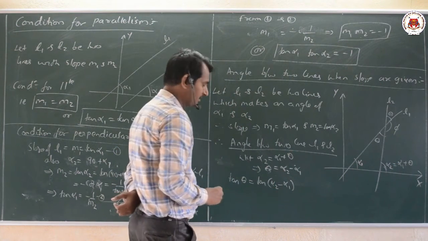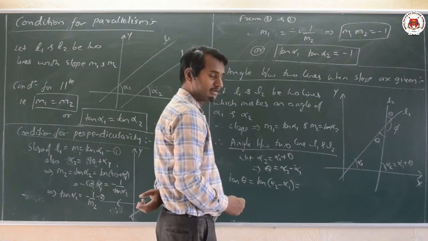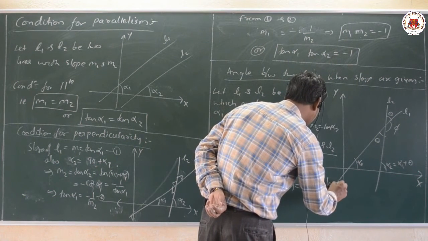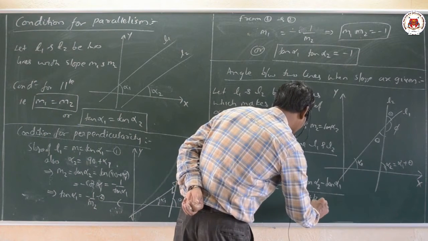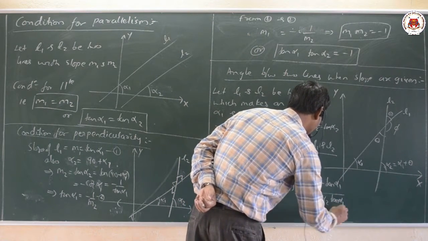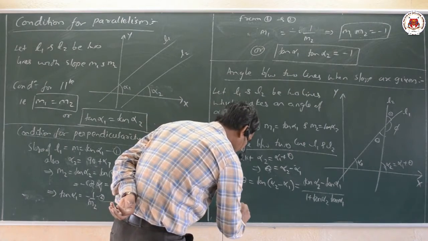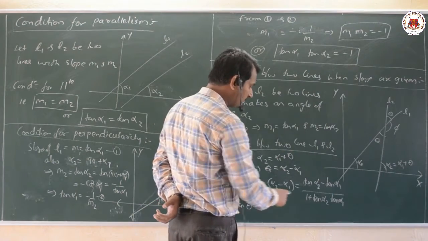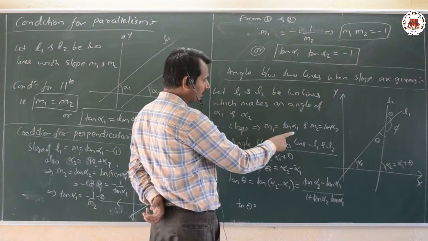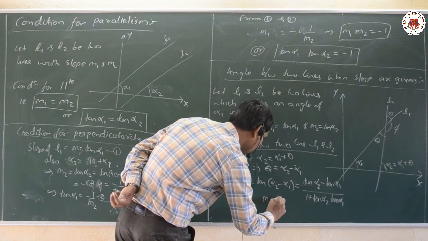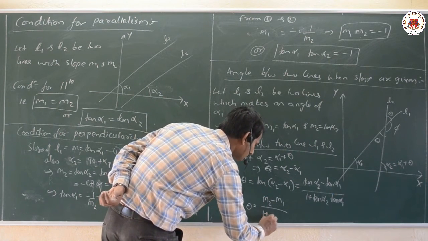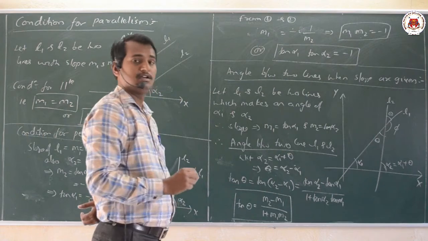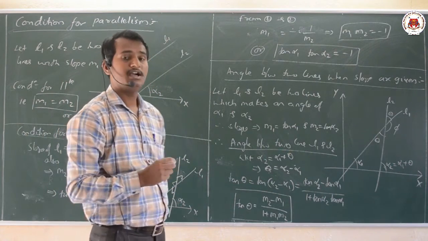Take tan on both sides. Now what is the formula? Tan of A minus B is tan of alpha 2 minus tan of alpha 1 whole divided by 1 plus tan of alpha 2 into tan of alpha 1. Now, dear students, tan of alpha 2 means m2, so we get m2 minus m1 whole divided by 1 plus m1 into m2. That is nothing but the angle between the two lines L1 and L2.